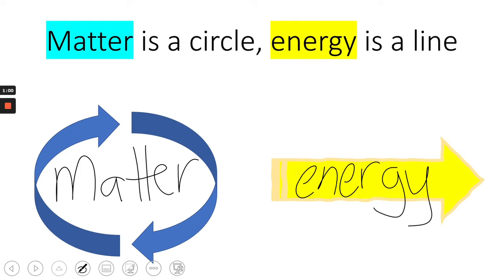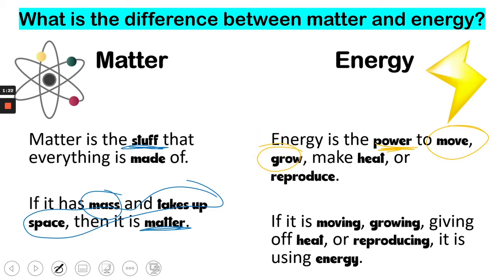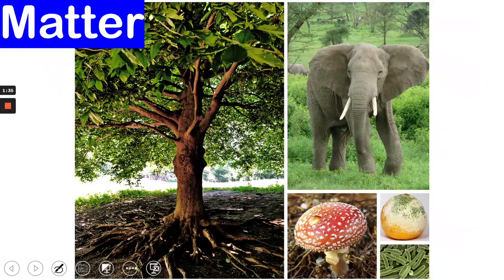Let's look at the producers and consumers and decomposers we learned about and see how that looks. As a reminder, matter is the stuff everything is made of. If it has mass and takes up space, then it is matter. Energy, on the other hand, is the power to move, grow, make heat, or reproduce. So if it's moving, growing, giving off heat, or reproducing, it is using energy. Let's keep that going, and throughout the year, we'll continue to build our understanding of that.